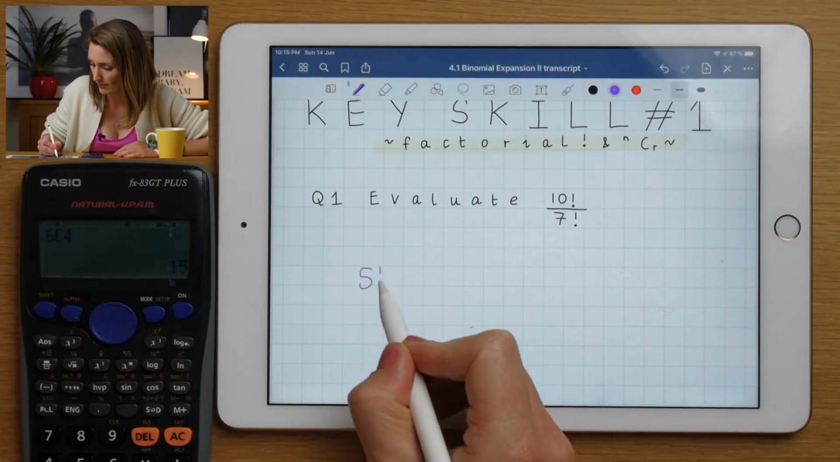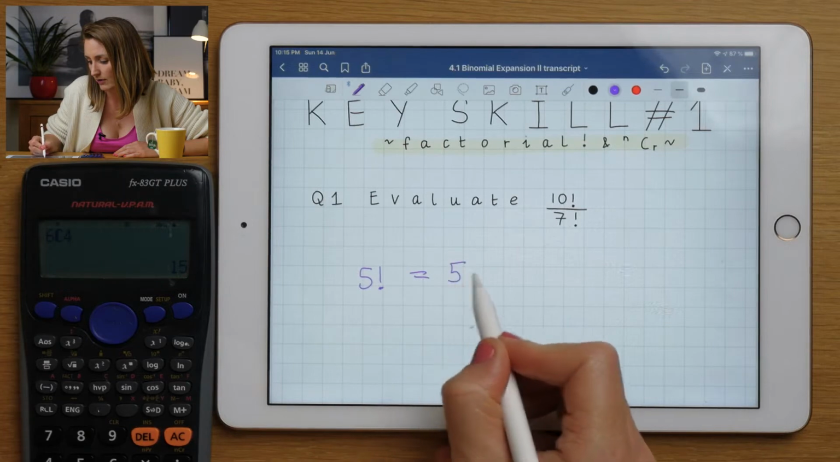We're going to learn what a factorial is and what the notation for an nCr is. This is going to tie in with binomial expansion later on when we're looking at the coefficients. So first of all, what is a factorial? For example, what's 5 factorial?